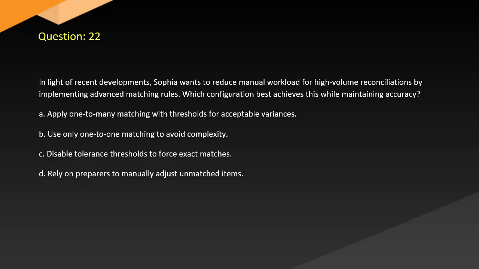Question 22. In light of recent developments, Sophia wants to reduce manual workload for high-volume reconciliations by implementing advanced matching rules. Which configuration best achieves this while maintaining accuracy? A. Apply one-to-many matching with thresholds for acceptable variances. B. Use only one-to-one matching to avoid complexity. C. Disable tolerance thresholds to force exact matches. D. Rely on preparers to manually adjust unmatched items.